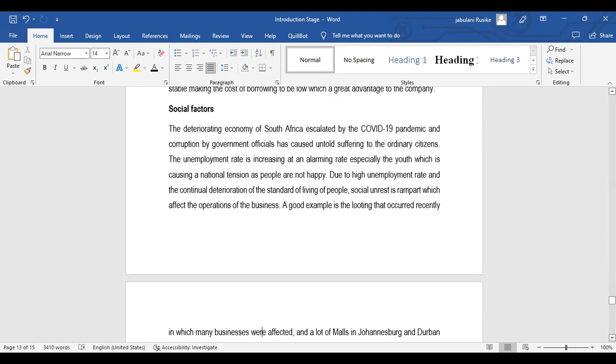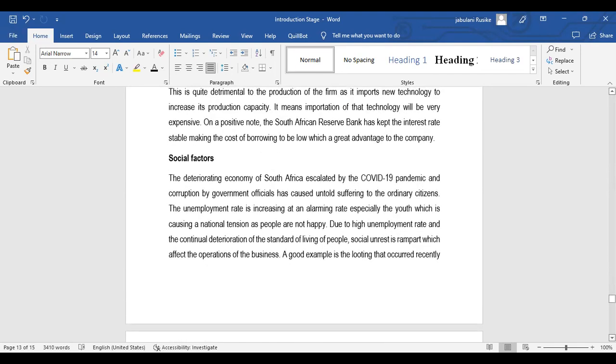So I wrote here on a positive note, the South African Reserve Bank has kept the interest rate stable. Okay, now you are being practical. You are now explaining what is happening right now. You see, when you do your research, you know what is the current interest rate, you know what is the current inflation rate in the country, how the exchange rate is performing, and all those things. If you have it in mind and then you apply it in the essay, then whoever is going to mark can see that you are not only talking something that is just theoretical, but you are talking something that is practical, that can be applied.